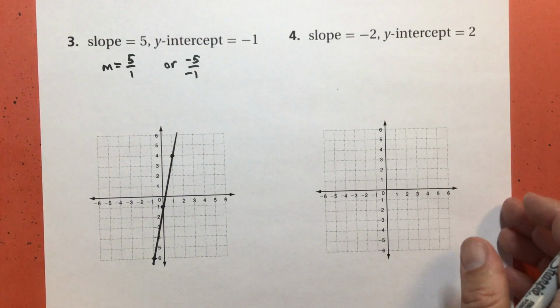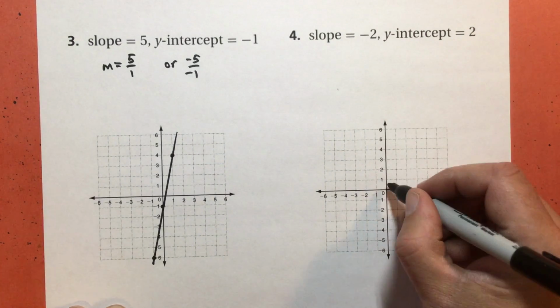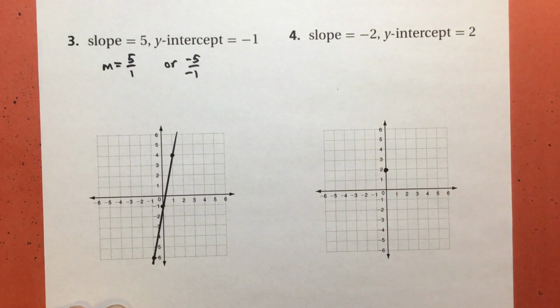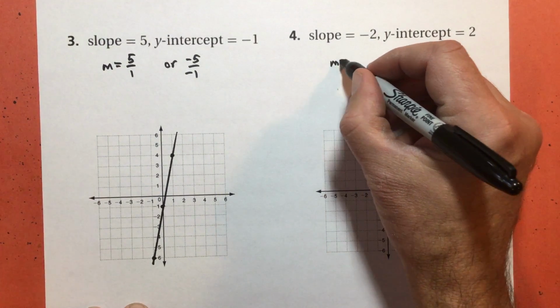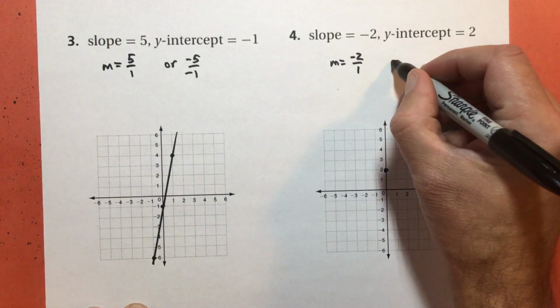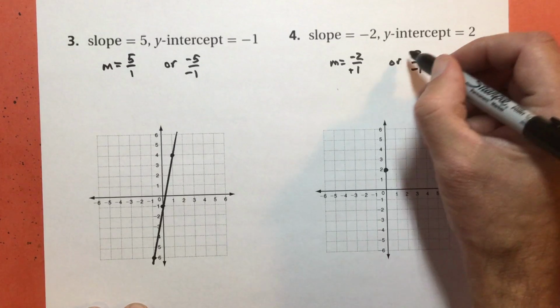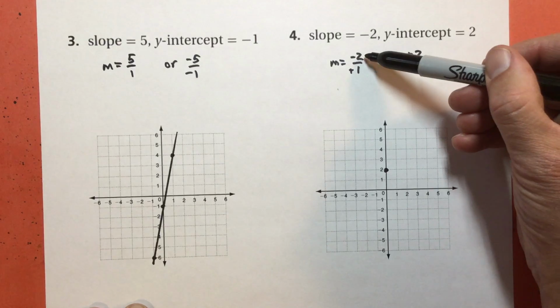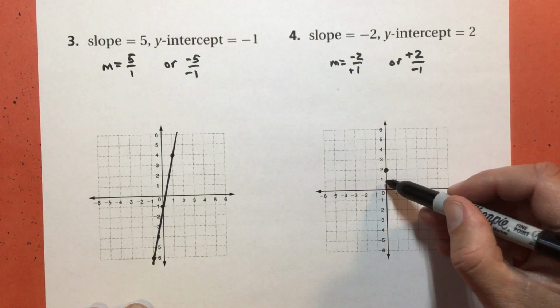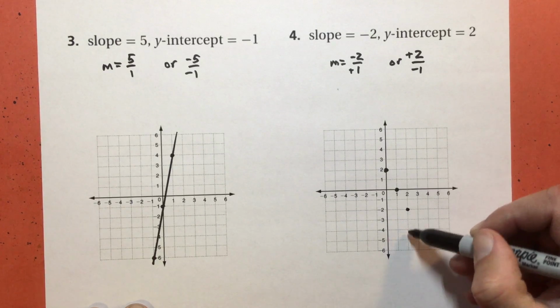Finally, for the last one, my y-intercept is 2. So I'm going to start right there. And my slope is -2. That's -2 over 1 or +2 over -1. I'll put the positives in there so you can see where they're at. This tells me to go down 2 and to the right 1. 1, 2, turn right. 1, 2, turn right.